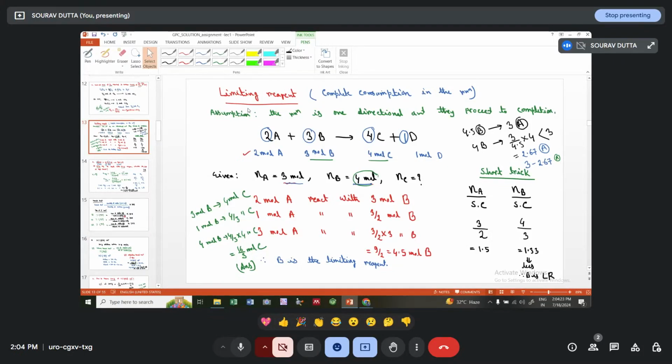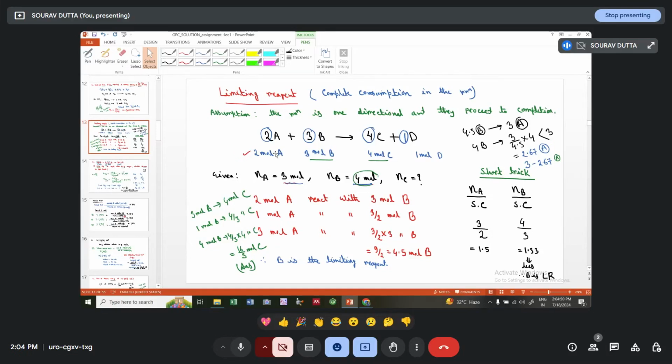Okay, so according to this stoichiometry equation, 2 moles A react with 3 moles B to give 4 moles C and 1 mole D. The given number of moles of A is 3 moles and the number of moles of B is 4 moles, and we have to calculate the number of moles of C. Okay, so this is basically a unitary method.